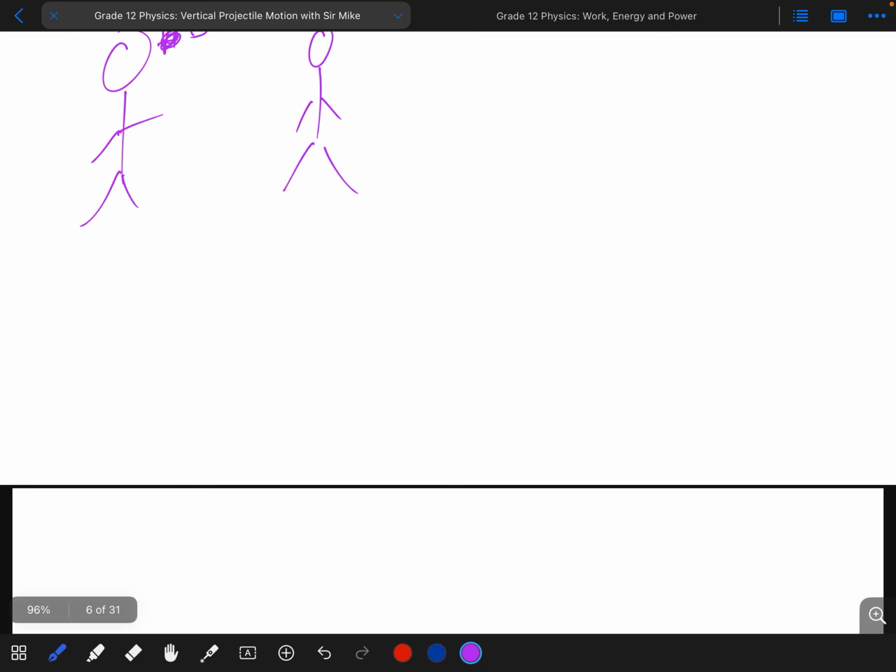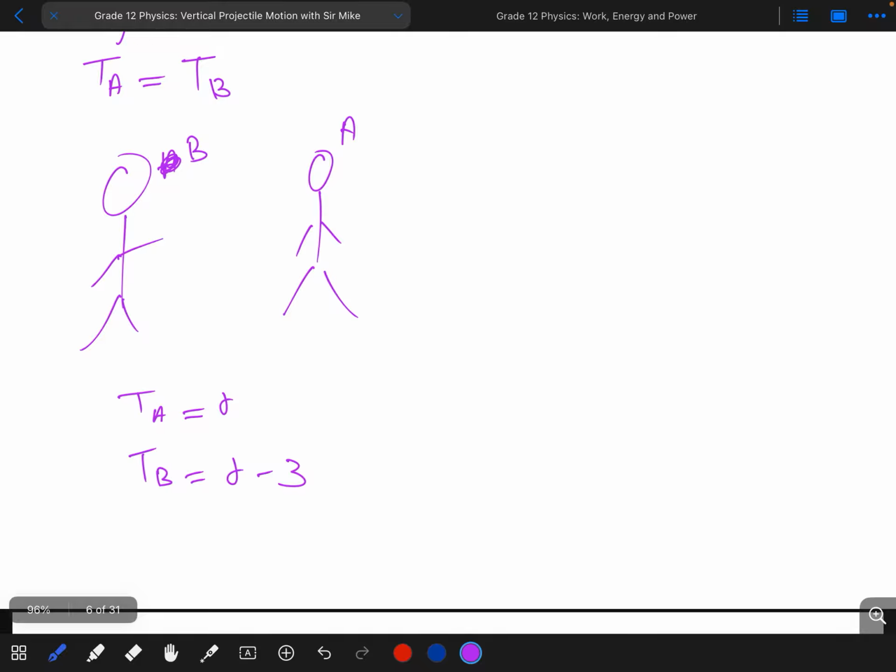Let's say the time for person A equals t, that would simply mean that the time for person B would simply equal t minus 3, according to the example that I made.